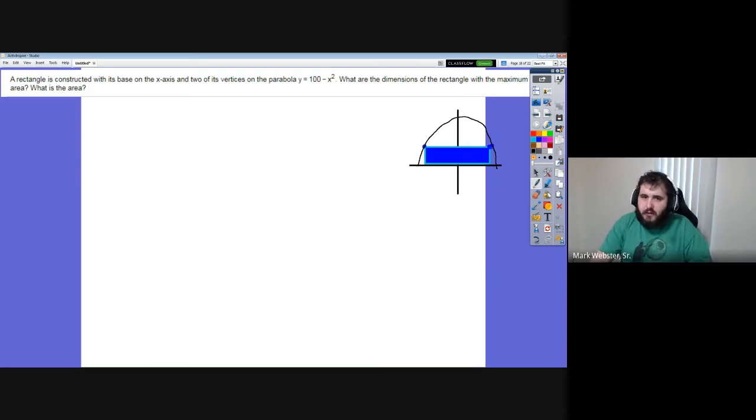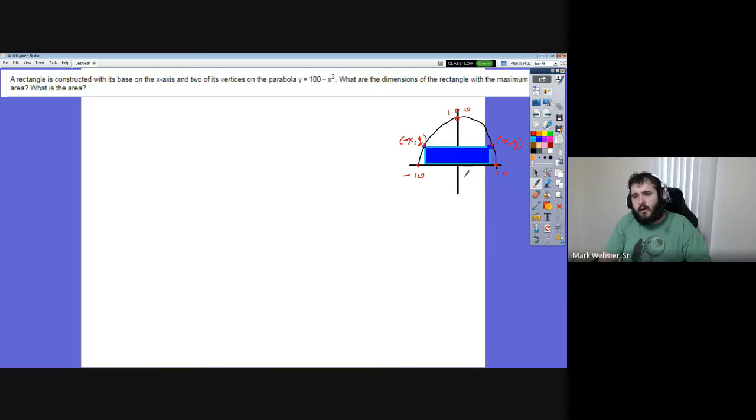And they tell you that the equation is 100 minus x squared. So if we were to solve for the zeros of this, x squared equals 100, x equals 10 and negative 10. And at 0, we have 100. But somewhere on here, we've got the point x comma y and the point negative x comma y, right? These two spots where this rectangle is hitting the parabola.